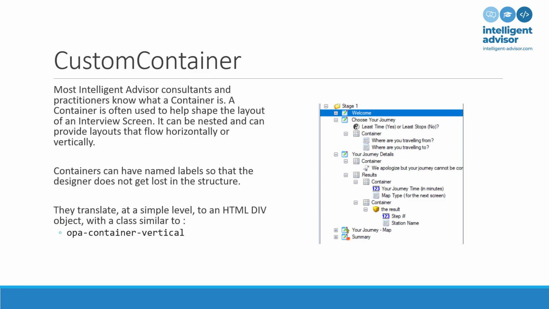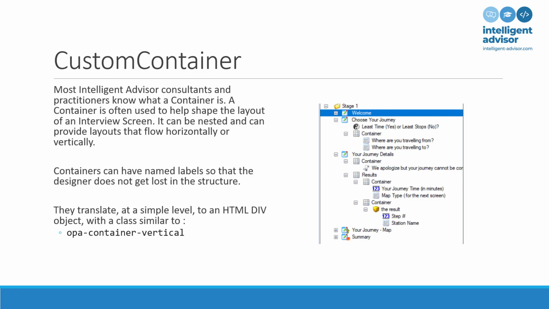A container can contain labels, as you can see in Your Journey Details. A container can contain attributes, as you can see in the Choose Your Journey one on the right. And a container can contain other containers. As you can see, the results container contains 2 child containers. And you can carry on nesting. That's how a lot of standard interviews get some cool side-by-side or column-based layouts. They're very popular for doing column-based layouts because they allow you to choose whether you want to have things horizontally or vertically spaced. And with nesting, you can do some pretty sophisticated stuff.